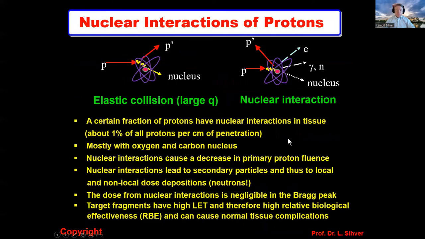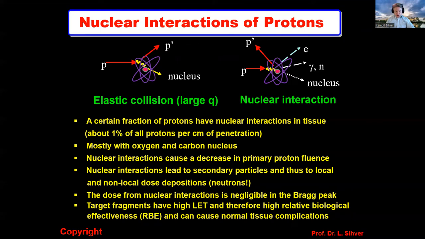So then we have the Coulomb interaction, we have the range straggling, but we have something more. What is that? Yes, we have nuclear interactions of protons. A certain fraction of protons have nuclear interactions in tissue, about 1% of all protons per centimeter of penetration, mostly with oxygen and carbon nuclei. The nuclear interaction causes a decrease in primary proton fluence, and nuclear interactions lead to secondary particles and thus to local and non-local depositions, especially the neutrons, which travel farther away and also cause dose indirectly because they react and produce charged particles.